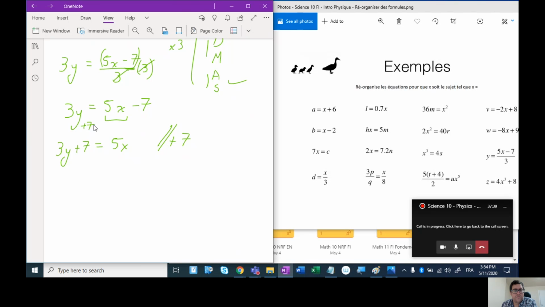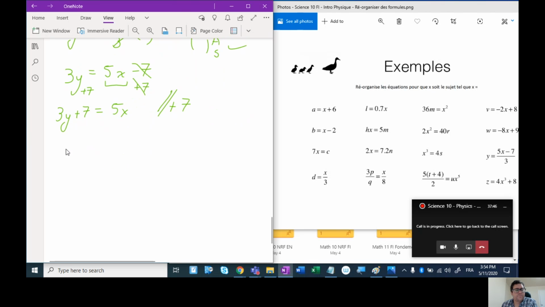Like you can do plus 7, cancel that out. Do you feel my flow? 3y plus 7 is 5x. Nice. We don't want 5 in front of x. 5 is timing x. So what's the opposite of times 5? Divide by 5. So what do we divide by 5 again? The whole thing, indeed. By 5, the whole thing by 5.